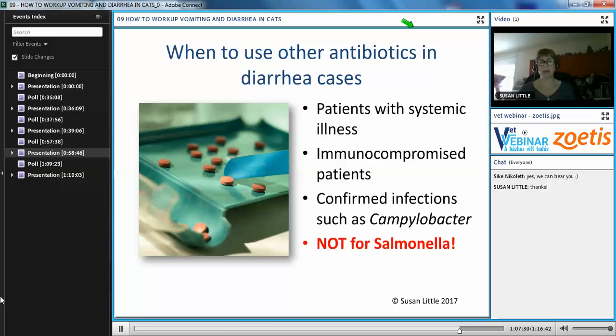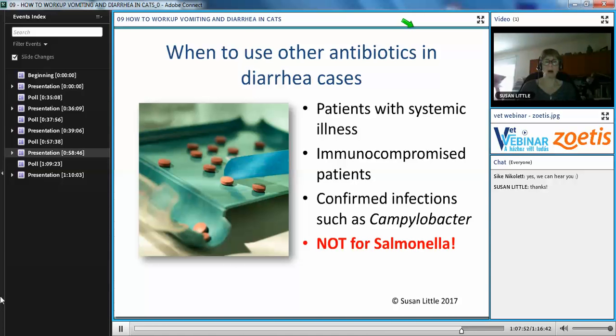So we do have some data that suggests that using antibiotics in a confirmed Salmonella case actually prolongs recovery. So although it sounds a bit counterintuitive, standard of care for a long time for most Salmonella cases has been supportive care rather than a specific antibiotic. So we do have some really limited uses.